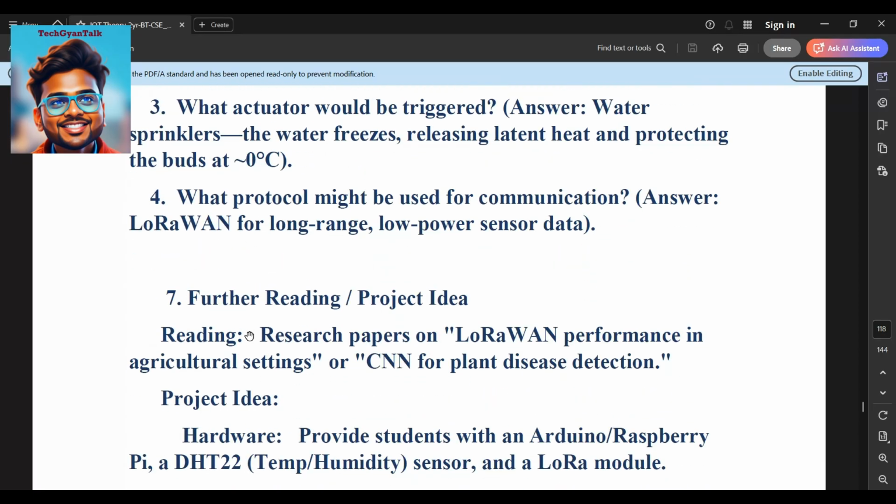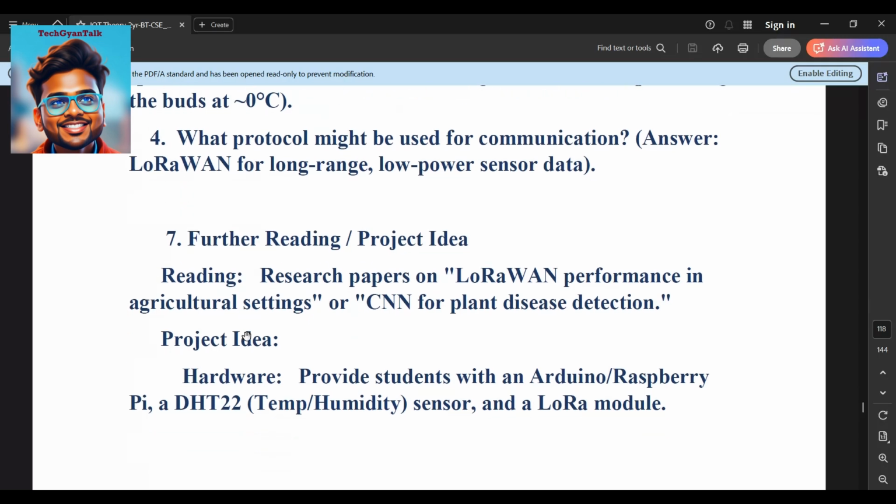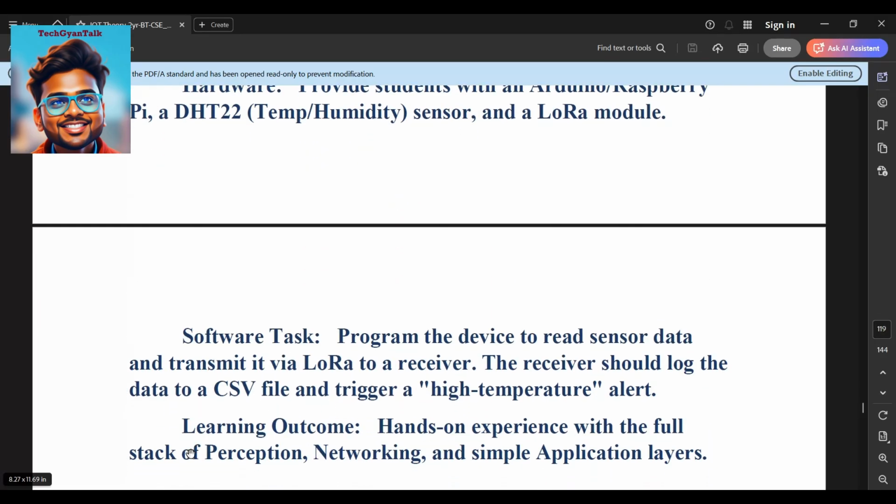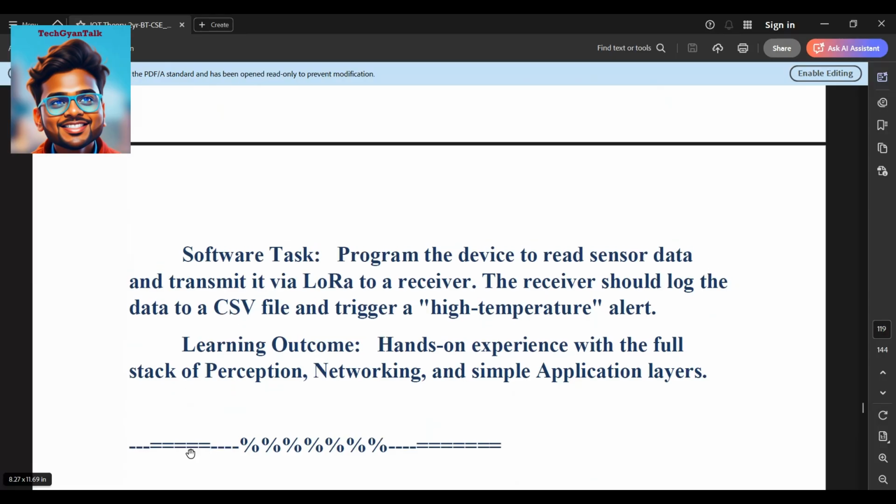Further readings and project ideas: you can do these kinds of things, like reading research papers on LoRaWAN performance in agricultural settings, or CNN for plant disease detection. Project ideas: hardware, provide Arduino or Raspberry Pi, DHT22 temperature and humidity sensors. This I can see as the other students' activities to learn this technology, and another, LoRa. Software tasks: program the device to read sensor data and transmit it via LoRa to a receiver. The receiver should log the data to a CSV file and trigger a high temperature alert.